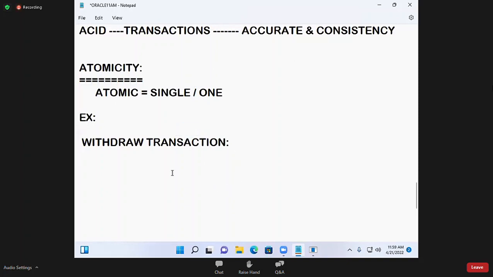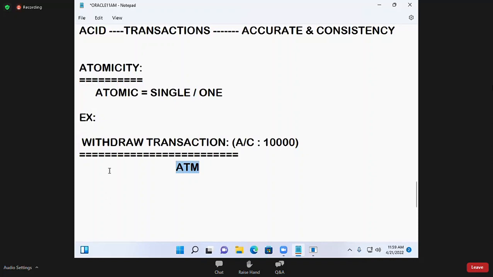For the withdraw transaction, generally customers use ATM machines. Whenever I want to perform this withdraw transaction, assume that my account balance is 10,000 rupees. In our account, 10,000 is there. So I'm going to the ATM machine, and I want to take 3,000 rupees. I want to withdraw.